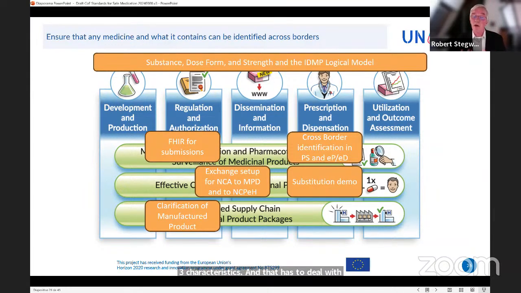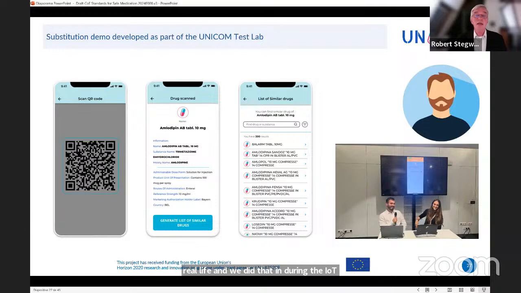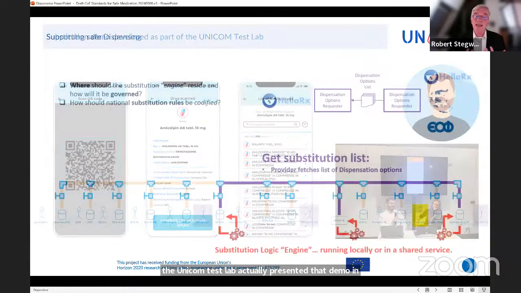So if we go to the next, we also provided a substitution demo to actually make that visible in real life. And we did that during the IHE Connectathon in Rennes. And you see here that if a patient provides through an app with a QR code to a pharmacist, then the pharmacist can scan that. We'll get the actual identification and the details of the drug that was prescribed, and then can look up and generate a list of similar drugs with the button in the middle, and get the list of what are the comparable products in my country. And Nicole and Agiris, our colleagues in the UNICOM test lab, actually presented that demo in Rennes. So this shows you that it works.